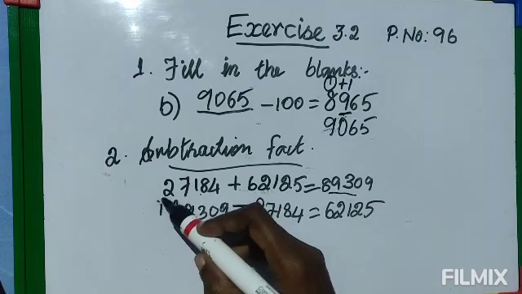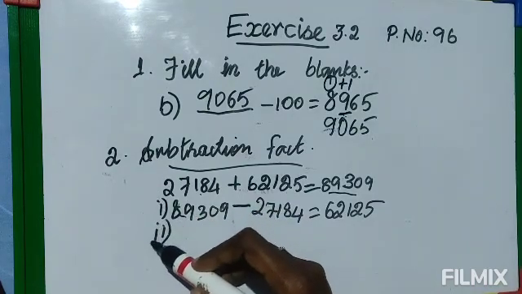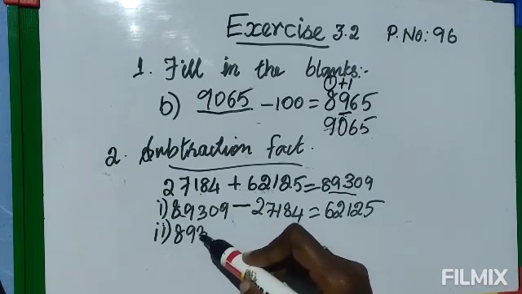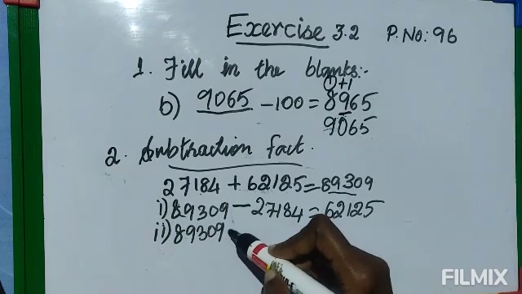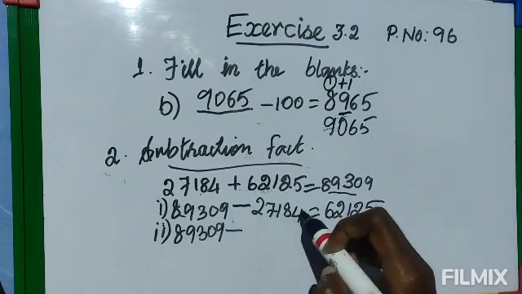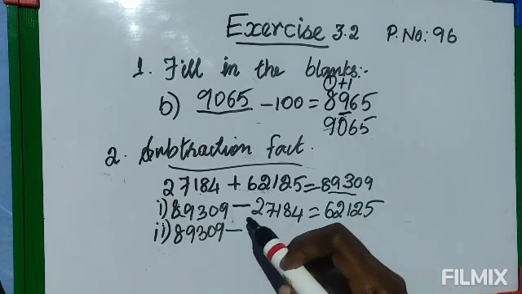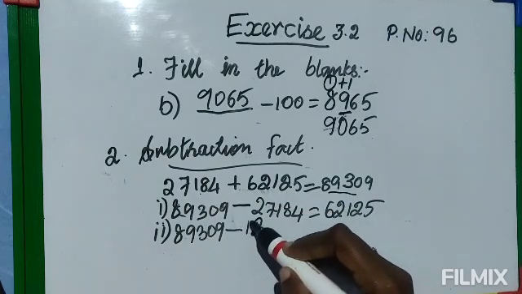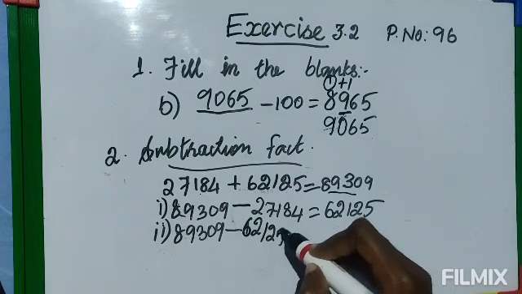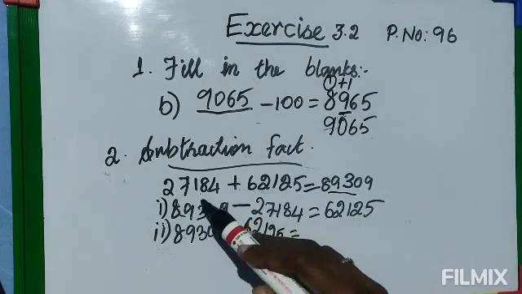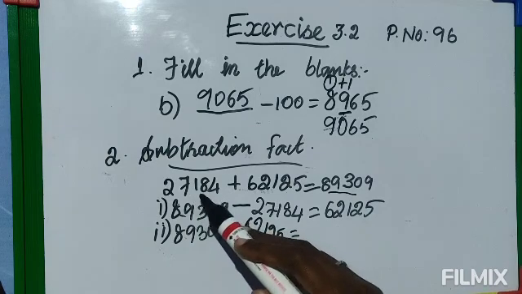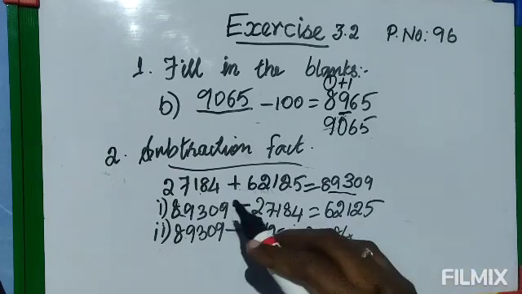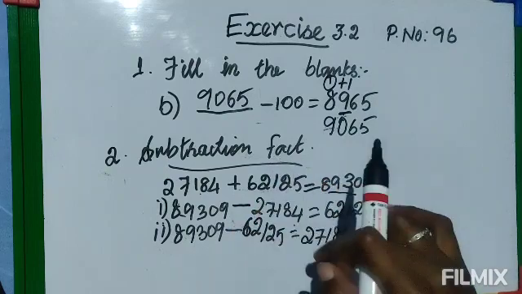Okay, so you have to write 2 facts. This is the first one and the second one. For the second one also, for subtraction you have to write the bigger number first, which is 89,309. This will remain the same. Again it is a subtraction fact, so write minus. First you write 27,184. Now write the other number, 62,125. And after the equal sign, which you didn't write, write the number now left out, which is 27,184.